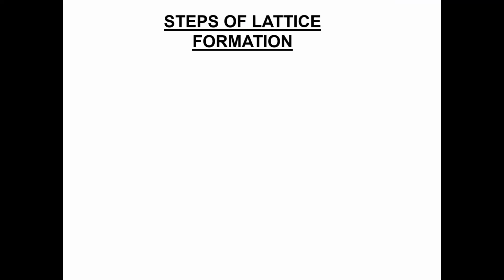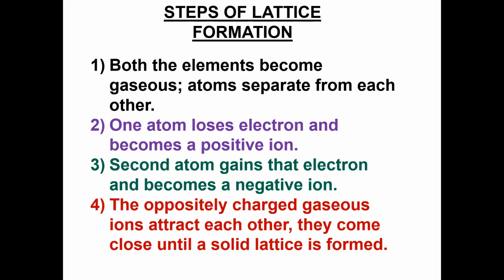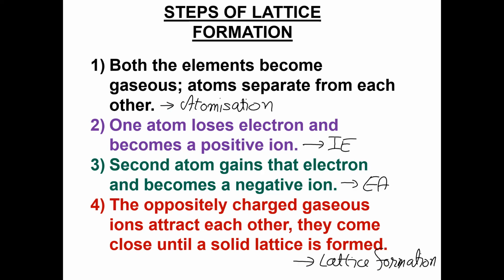Steps of lattice formation. This will be our connecting concept for O level, how a lattice is formed. Both the elements become gaseous atoms separate from each other. One atom loses electron and it becomes a positive ion. Second atom gains that electron and becomes a negative ion. Charged gaseous ions attract each other and they come close until a solid lattice is formed. This is a very important sheet. If you remember that, you can manage the lattice formation steps.